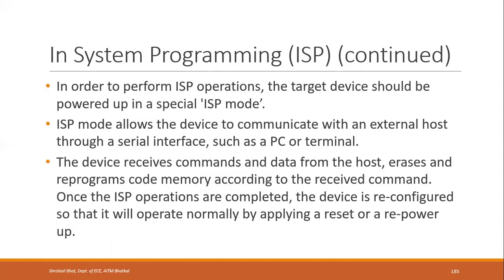In order to perform ISP operations, the target device should be powered up in a special ISP mode. There is a special power-up sequence actually for the ISP power-on mode. This allows the device to communicate with an external host. Normally that host will be the PC or the terminal, through a special serial interface. The device receives commands and data from the host, and erases and reprograms code memory according to the received command. Once the ISP operations are completed, the device is reconfigured so that it will operate normally by applying a reset or a repower-up.